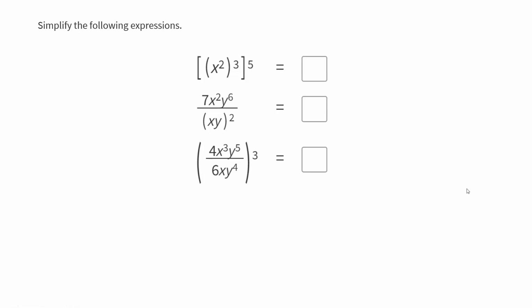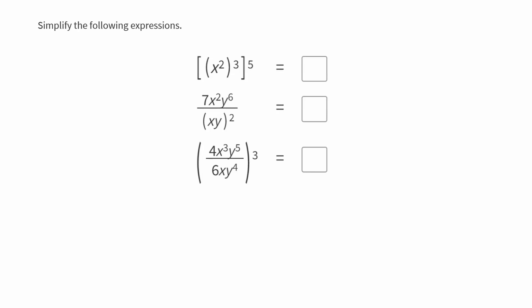In this example, you were asked to simplify each one of these expressions. The thing you have to keep in mind is that you're going to be using exponent rules, but sometimes the exponent rules do allow you to do them in a slightly different order than what I'm going to show, so be aware of that.